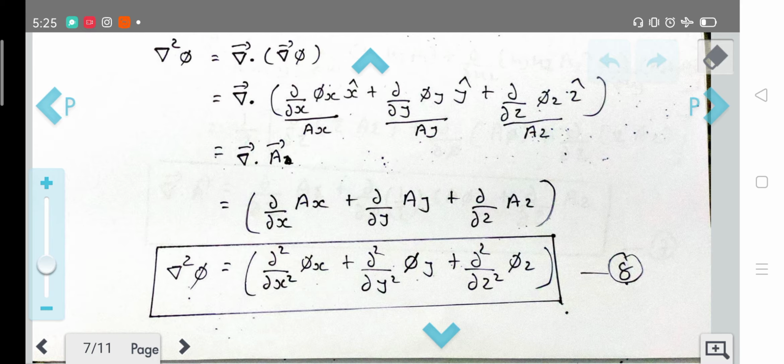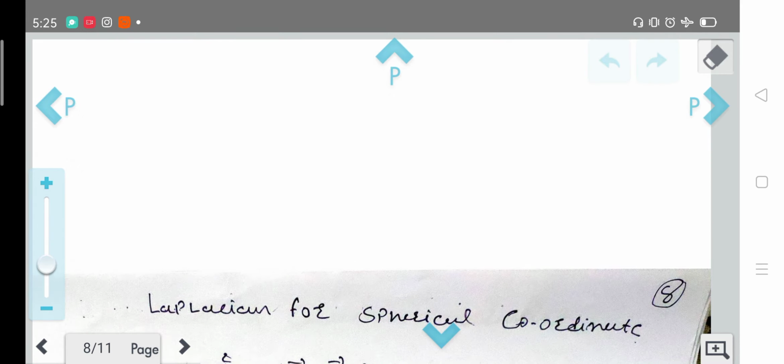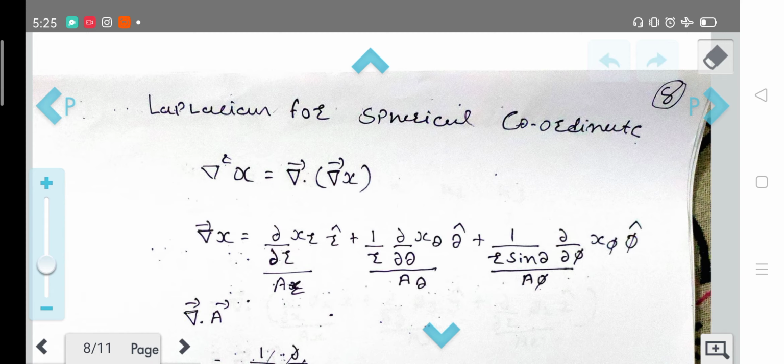Now let's talk about the Laplacian for the spherical coordinate system. The same method we are going to use here.